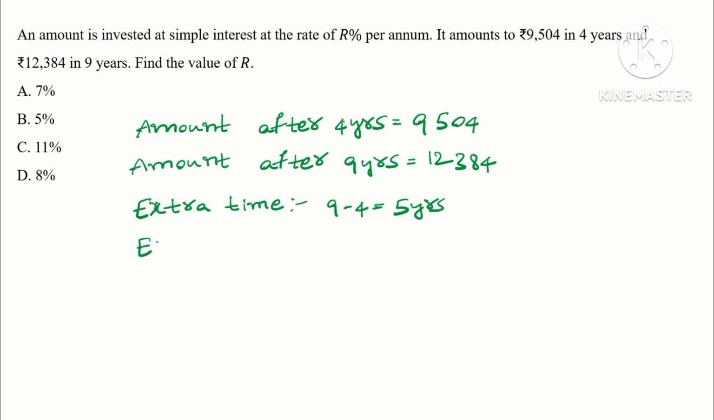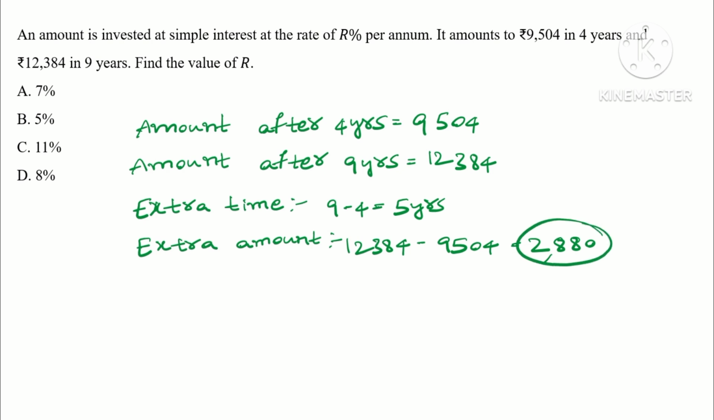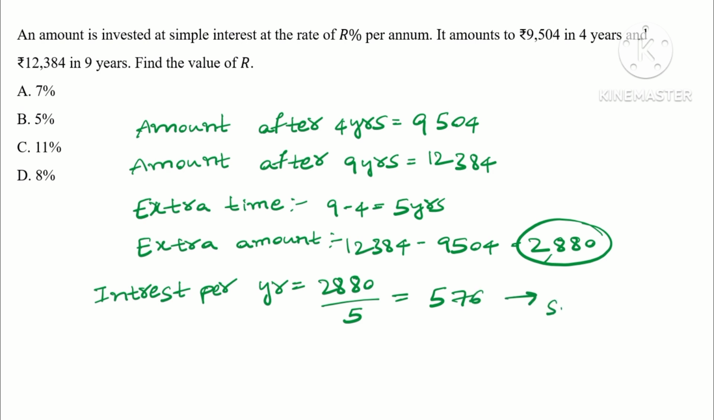And extra amount will be 12,384 minus 9,504. We get 2,880. This is the interest for 5 years. Let's find out interest per year. 2,880 by 5, 576. This is simple interest.